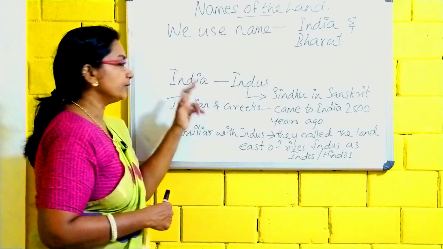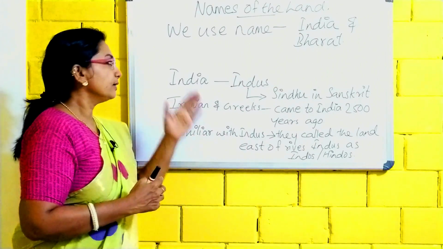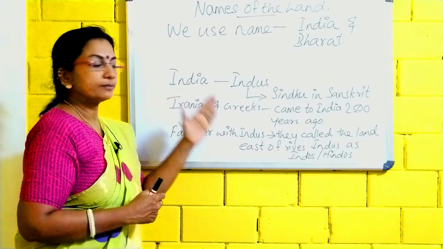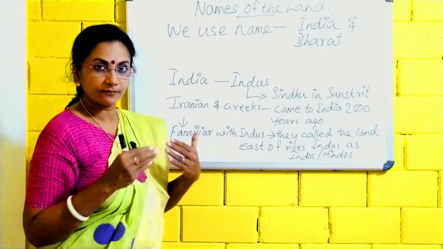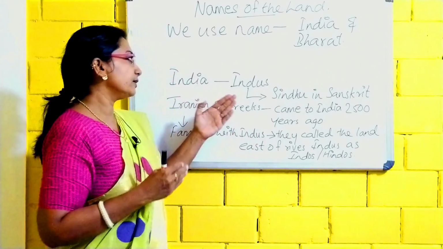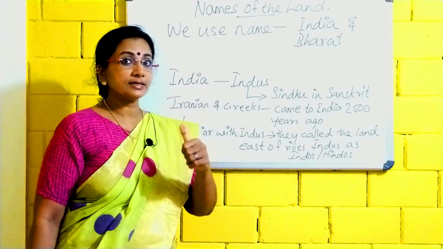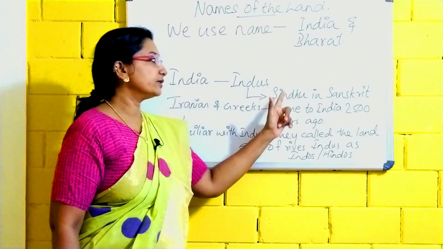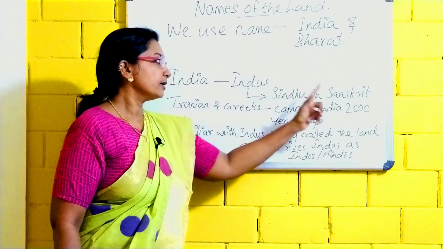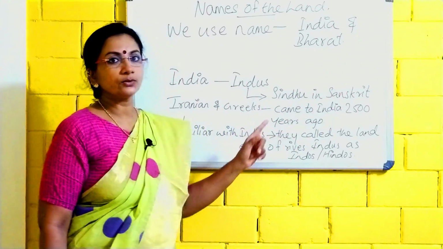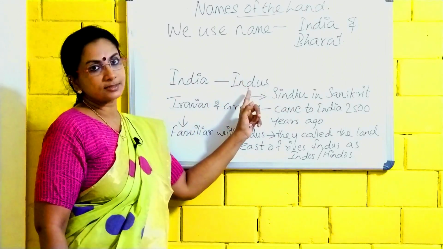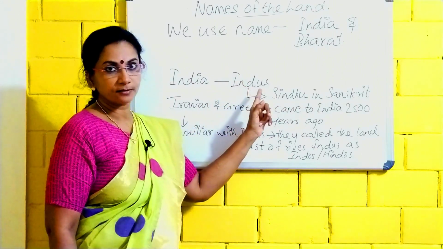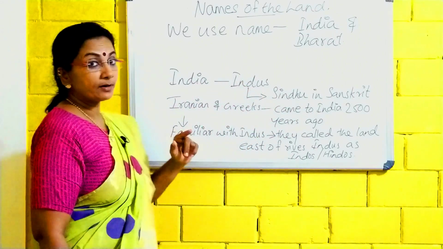Look how the name came. India came from the word Indus, the Indus river. Where did this Indus come from? Indus came from the word Sindhu. Sindhu is a word from Sanskrit, and from this word the Indus came. Got it, children?